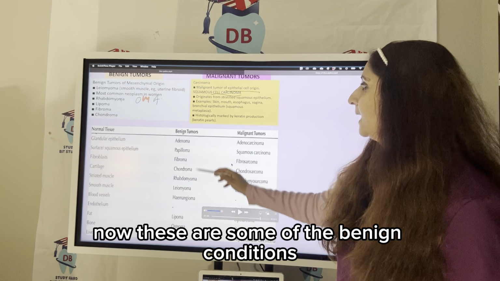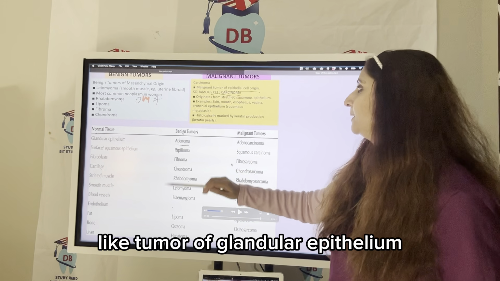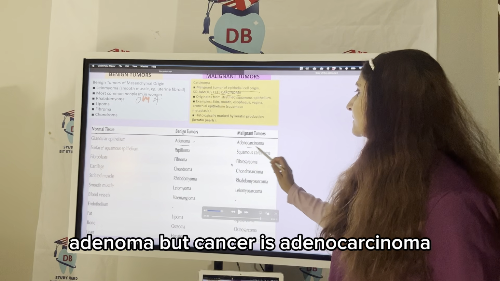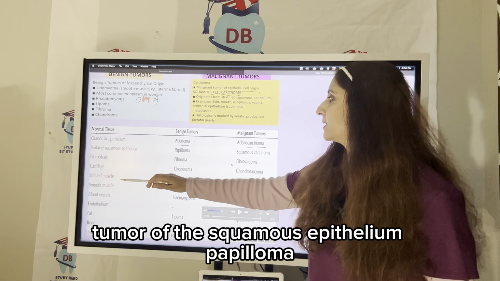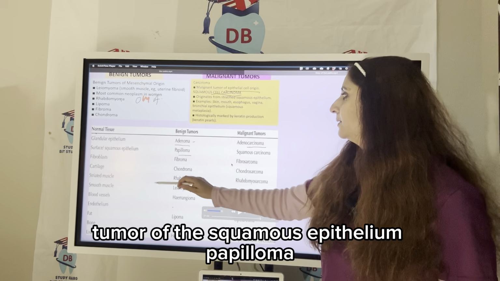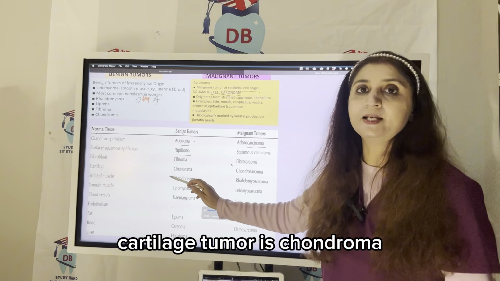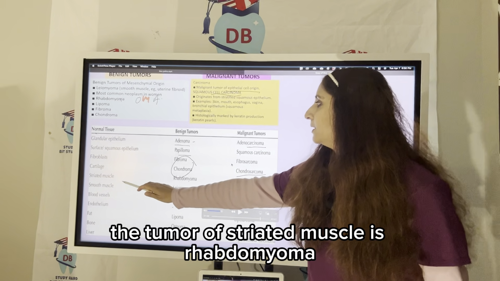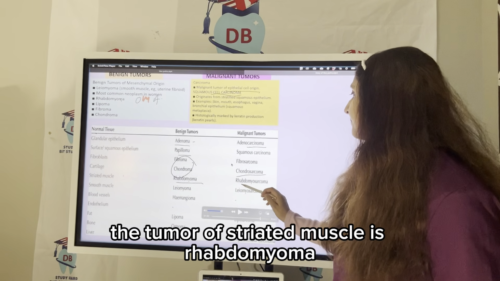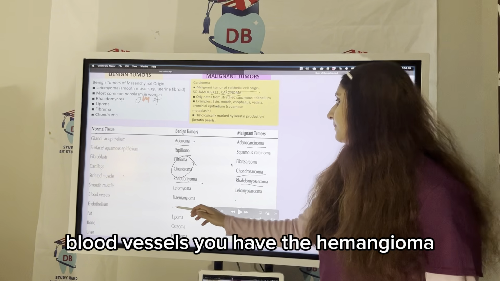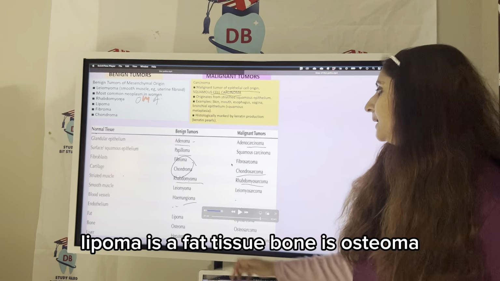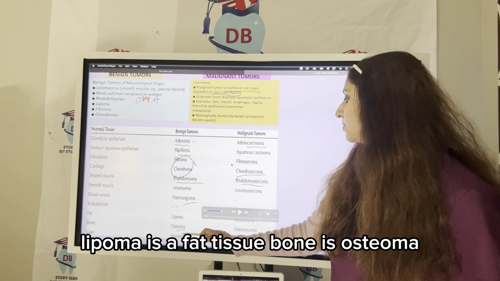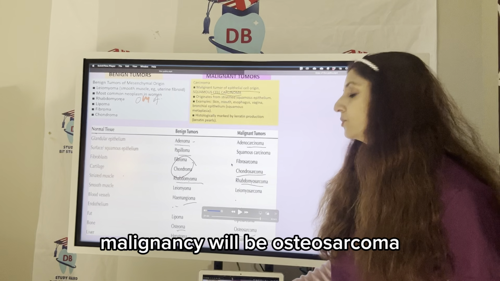Now these are some of the benign conditions, like tumor of glandular epithelium, adenoma, but if it's cancerous, adenocarcinoma. Tumor of the squamous epithelium, papilloma. Fibroblast, fibroma. Cartilage tumor is chondroma, the same, malignancy is chondrosarcoma. The tumor of striated muscle is rhabdomyoma, malignancy rhabdomyosarcoma. Blood vessels, you have the hemangioma, lipoma is of fat tissue, bone is osteoma, malignancy will be osteosarcoma.